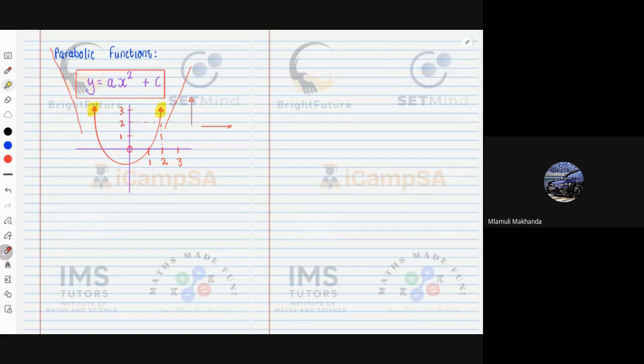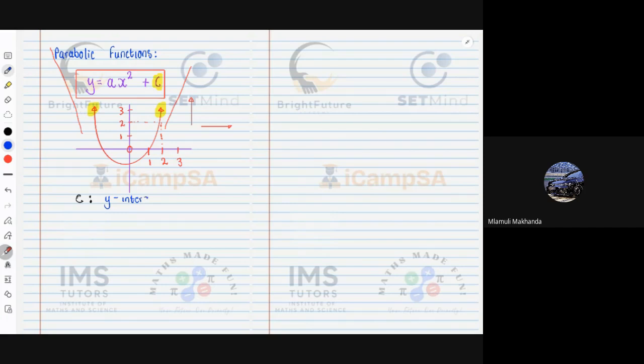So here in our formula, we do have that c. What does c represent? As I was telling you, the parabolic function is very similar to the straight line function. C is basically our y-intercept again. Y-intercept. That's what I'm trying to write here.